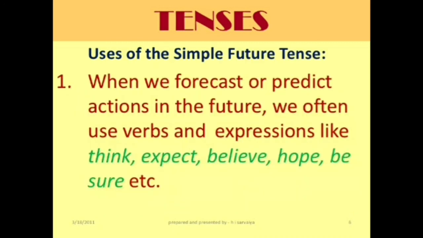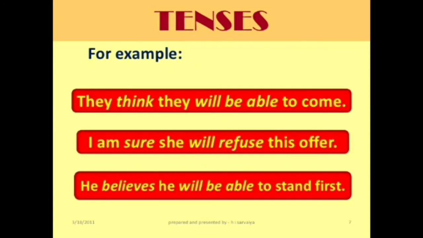When we forecast or predict actions in the future, we often use verbs and expressions like think, expect, believe, hope, be sure, etc. For example, they think they will be able to come. I am sure she will refuse this offer. He believes he will be able to stand first.